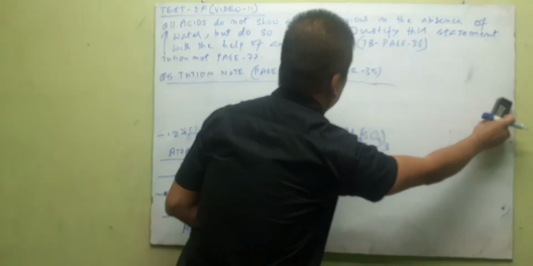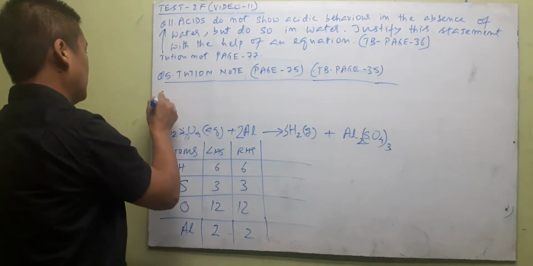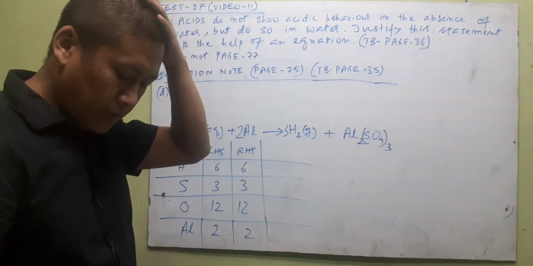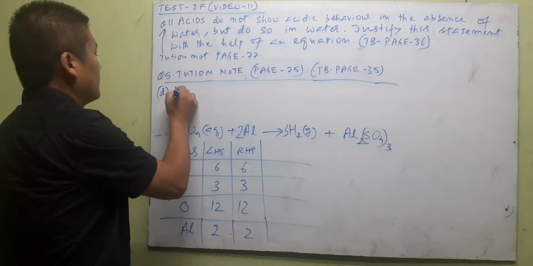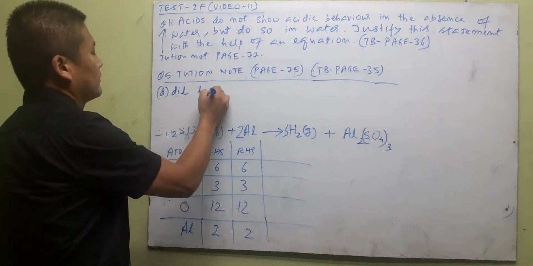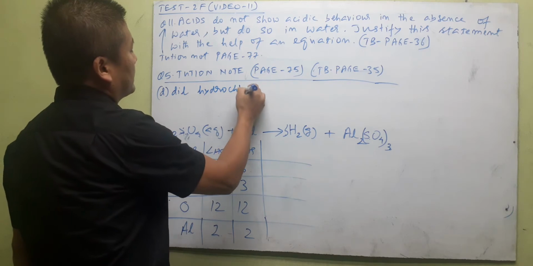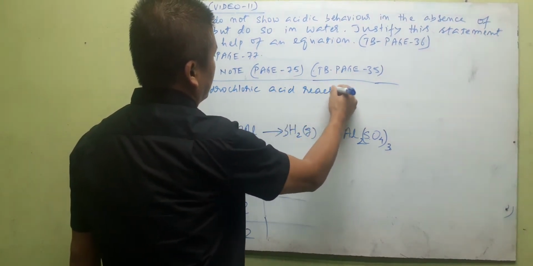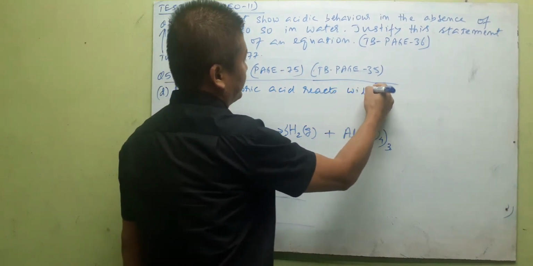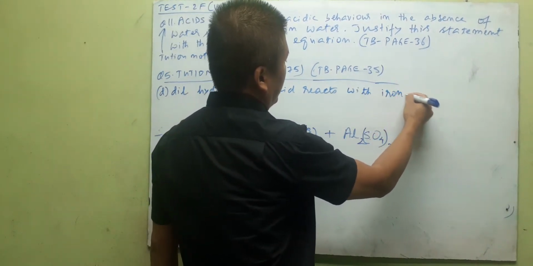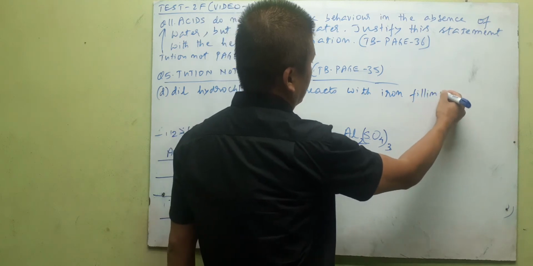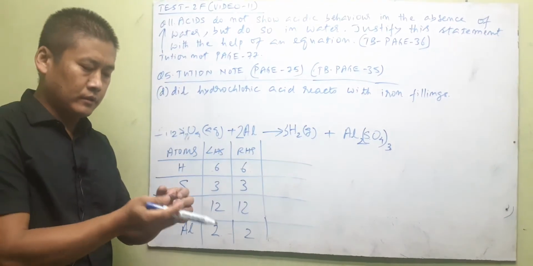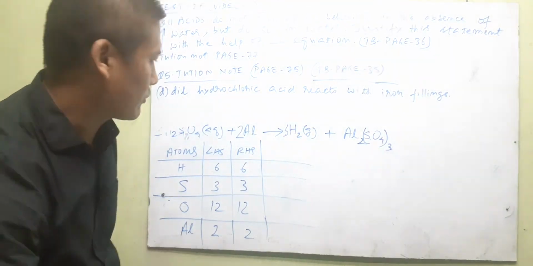One more chemical equation, D. So let us see what this is. Dilute hydrochloric acid reacts with iron filings. Let us write it down. Dilute hydrochloric acid reacts with iron filings. Iron filings means that when you take an iron nail and cut it with an iron cutter, you get some iron powder, right? That's called the iron filing.